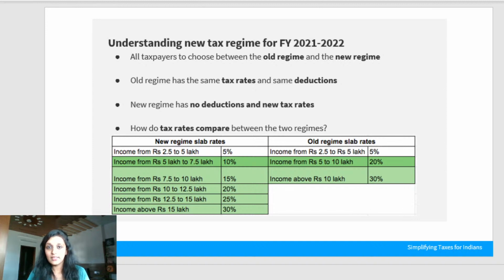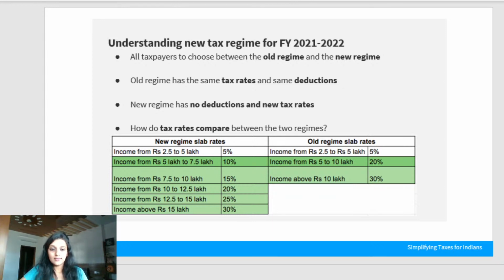Then income above 10 lakh would be taxed at 30% flat in the old tax regime, but in the new regime it has been broken into three parts, which are 20% for 10 lakh to 12.5 lakh, then 25% for 12.5 to 15 lakh, and 30% for income falling above 15 lakh.